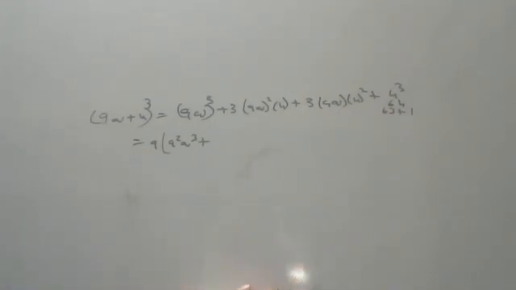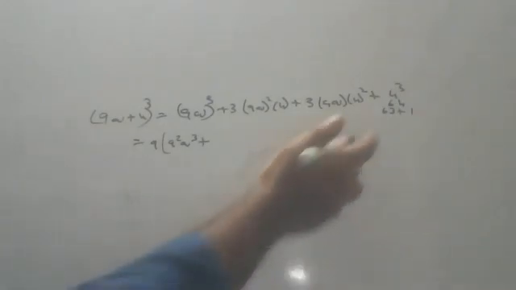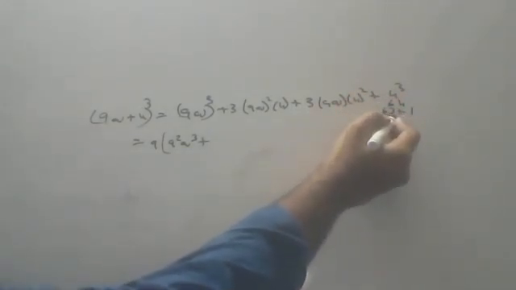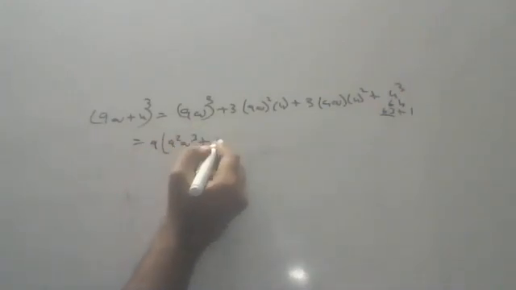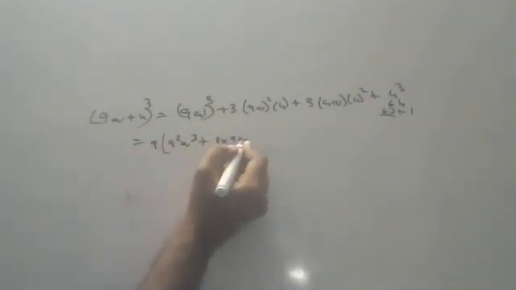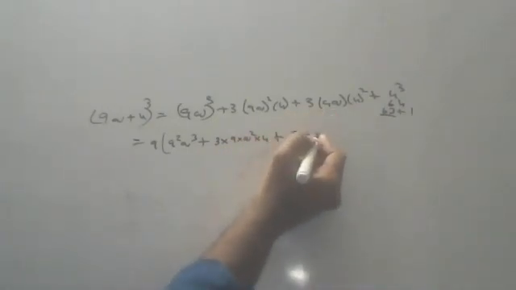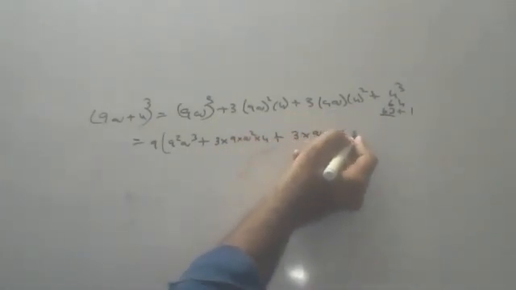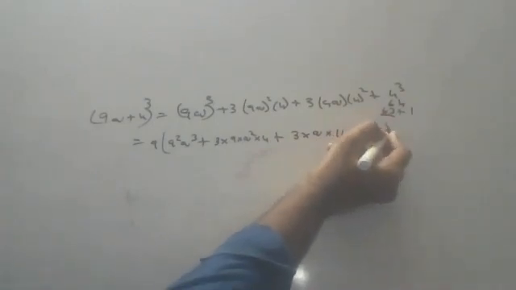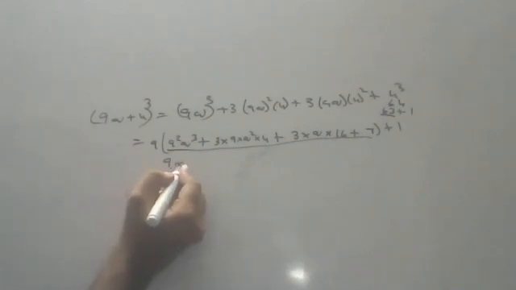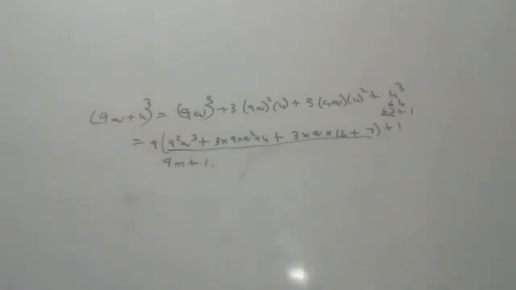Acha, 3 cube we didn't take, no, children. I will show you, don't worry. 4 cube means 64, 63 plus 1. Till here I am taking common. Okay, 3 into 9 into q square into 4 plus 1, 9 went outside, q into 4 square means 16 plus 9 7s are 63 plus 1. This whole thing I will write as m, 9m plus 1.